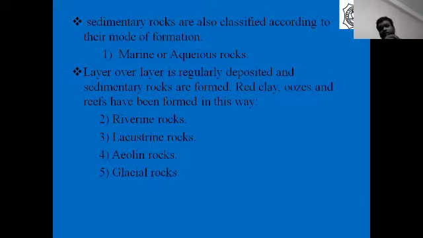Aeolian rocks. These rocks are formed by wind. Next, glacial rocks. These rocks are formed by the depositional work of glaciers. Okay.